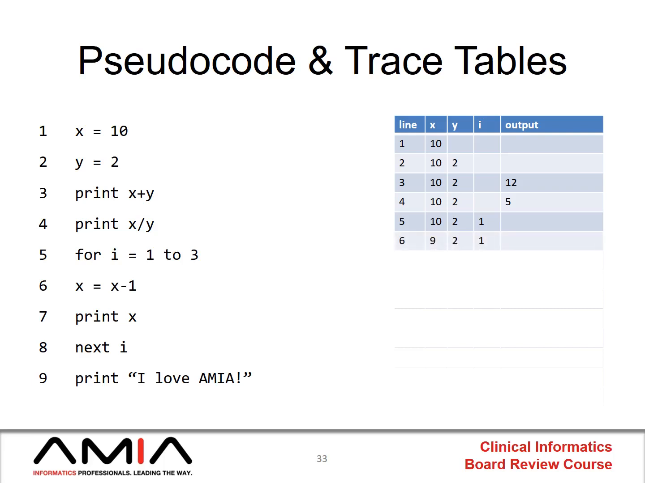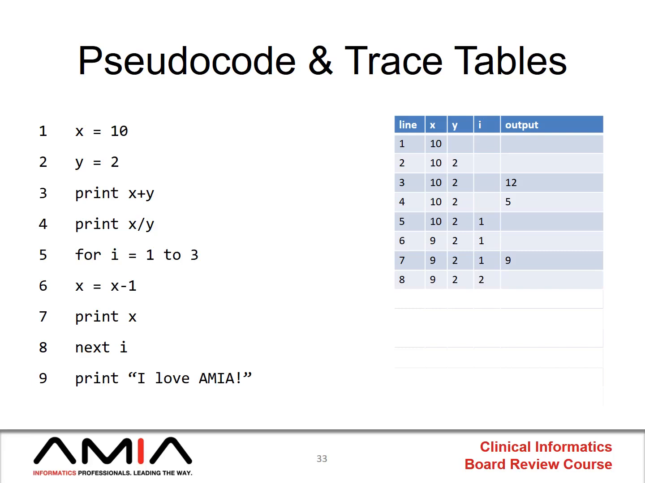Line 6, I'm taking x from the previous statement and subtracting 1. So now that's why I've listed x equals 9, y equals 2, and I equals 1. Line 7, it's still 9, 2, and 1, but now I'm printing the value of x on the output. And then line 8, I'm going to the next iteration of I. So I skip all the way back.